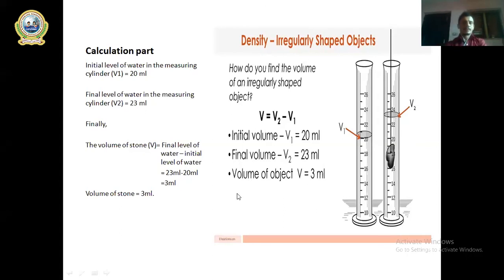Now let us perform the calculation. The volume of stone equals the final level of water, that is V2, minus the initial level of water, that is V1, so 23 ml minus 20 ml, that is 3 ml. Now the volume of the stone is 3 milliliters. You can see the calculation there: V1 is 20 ml, final volume is 23 ml, and the volume of the irregular stone equals 3 milliliters. This is how we calculate the volume of an irregular object.